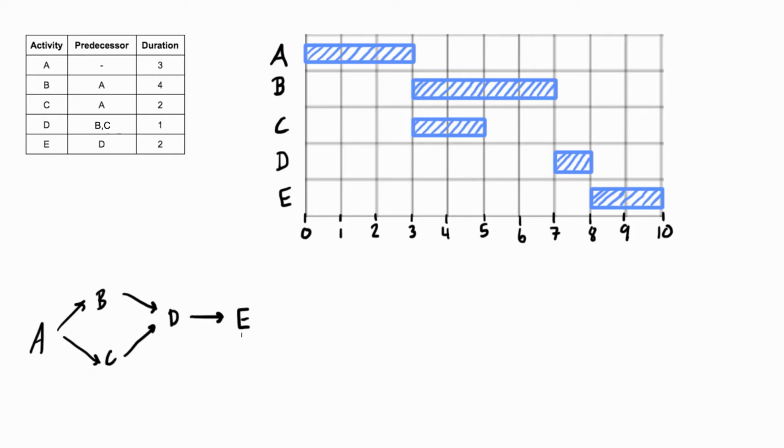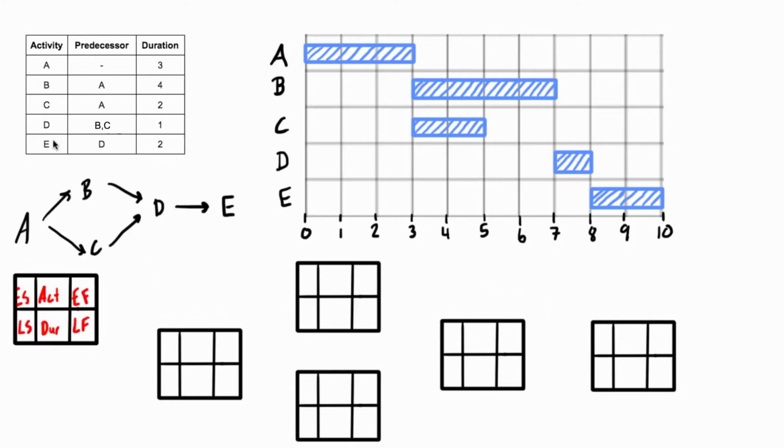So let's redraw this with our convention that shows early start and early finish and all of that stuff, including late start and late finish. And now we'd be able to add in information for early start, early finish, late start, and late finish, and then do the forward and backward pass to determine the project duration and also the critical path.